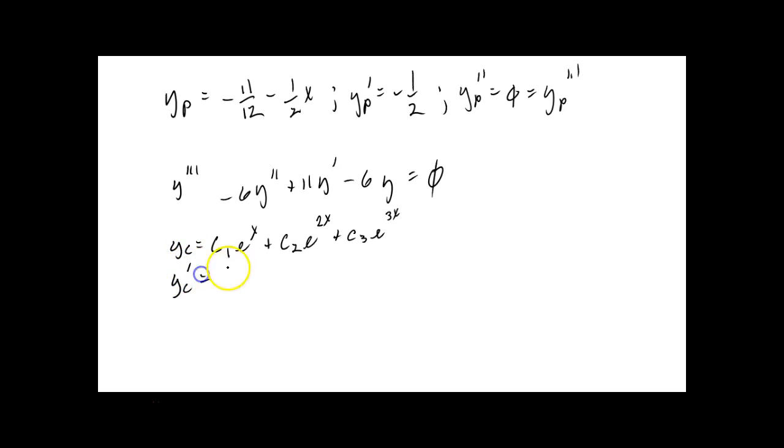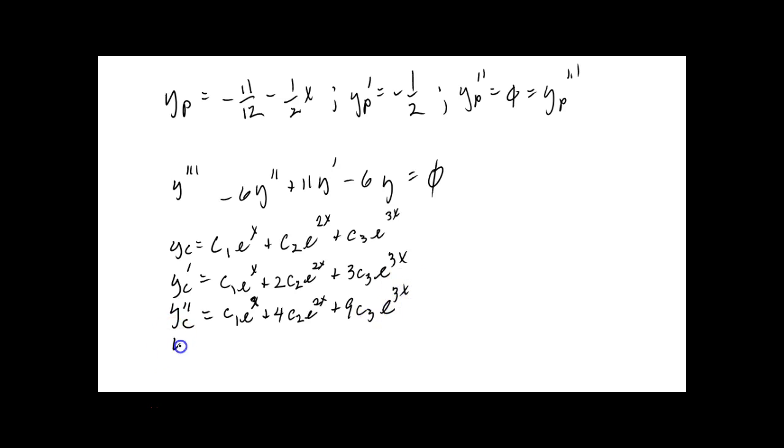What's yc prime? Pretty easy to do. c1 e to the x plus 2c2 e to the 2x plus 3c3 e to the 3x. Yc double prime would be c1 e to the x plus 4c2 e to the 2x plus 9c3 e to the 3x. Yc triple prime is what? c1 e to the x plus 8c2 e to the 2x plus 27c3 e to the 3x.